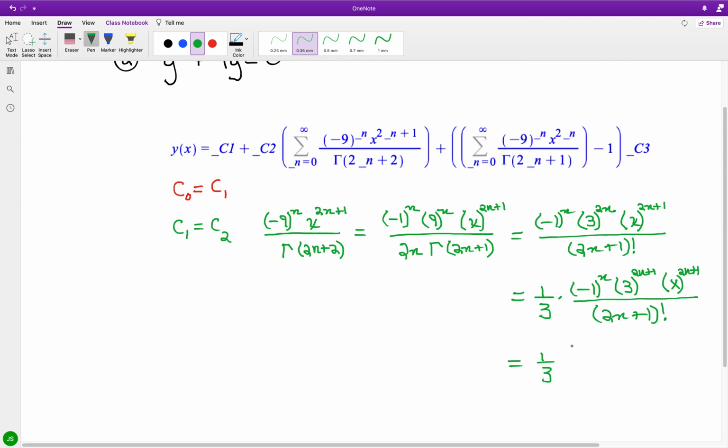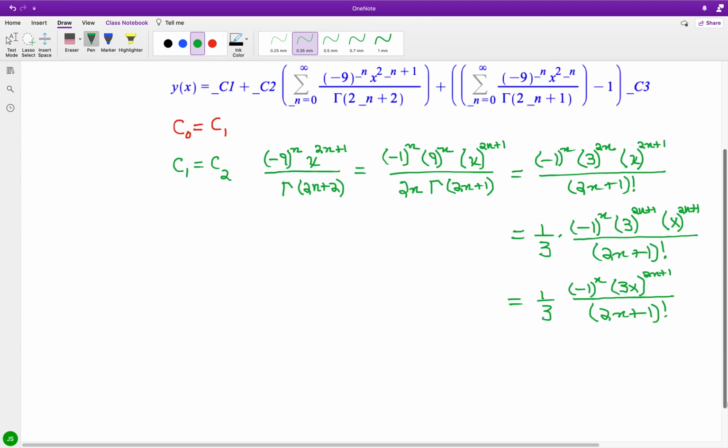And just compiling together, you have 1/3, you have -1 to the n, and I can put together the bases 3 and x and say we have 3x raised to the 2n plus 1 degree all over the factorial of 2n plus 1.